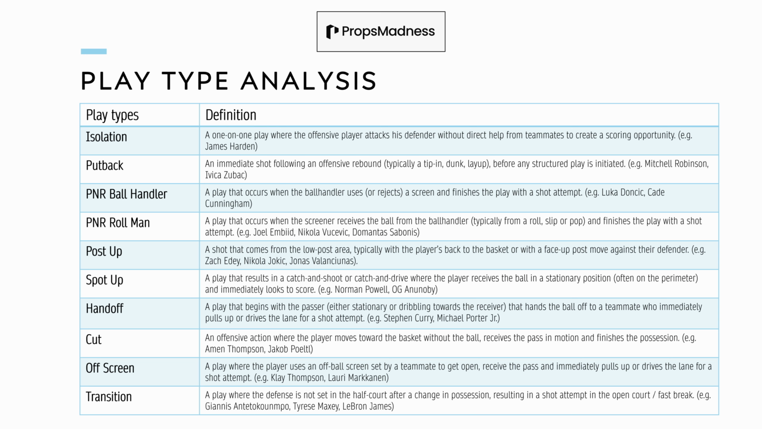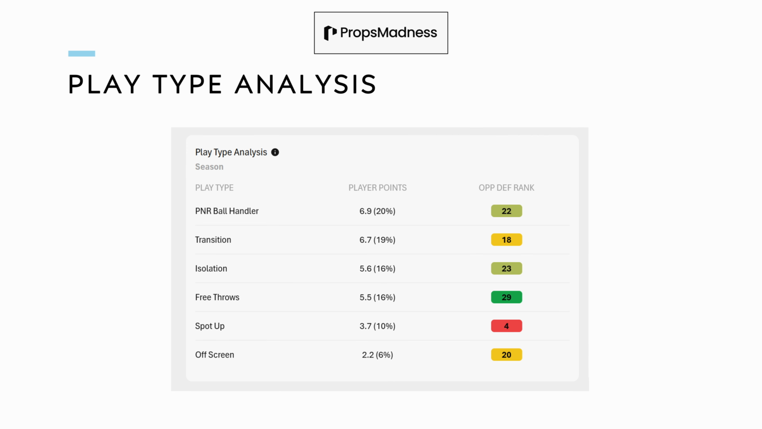So we'll actually look at an example, and I have here Jaylen Brown's play type analysis. What we can see are all the different rows of play types and the points associated with each of those play types. For example, on the first row, we see that Jaylen Brown's most dominant play type is the pick and roll ball handler, and he's averaging 6.9 points per game from that play type. What we can also see is that 20% of his points stemming from all play types are coming from the pick and roll ball handler play type.